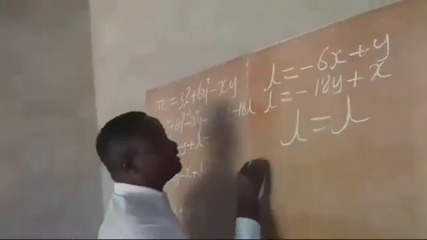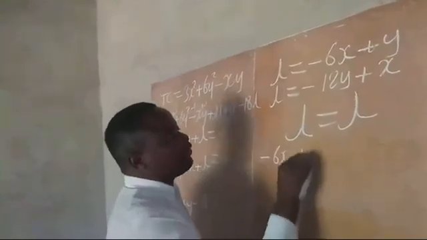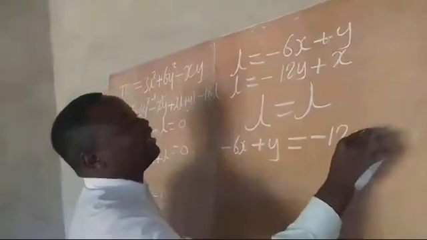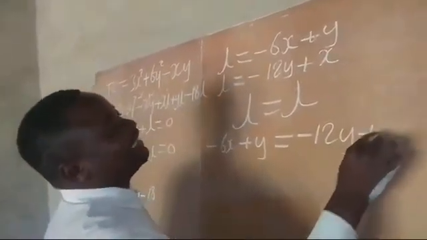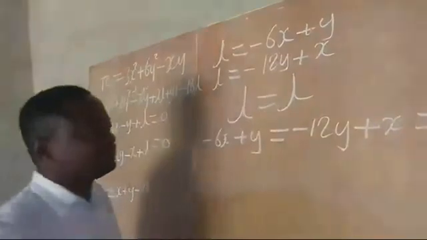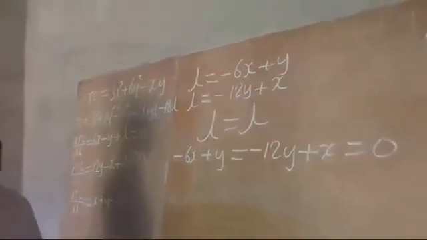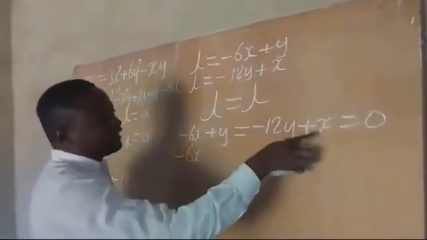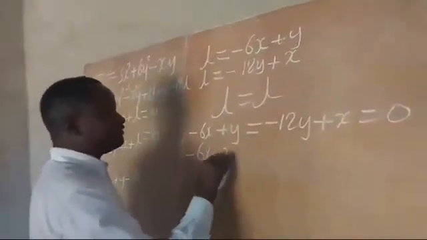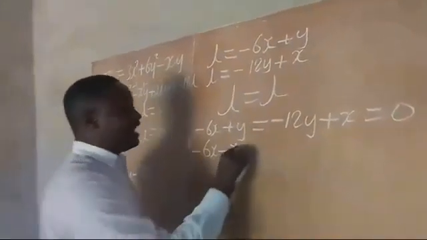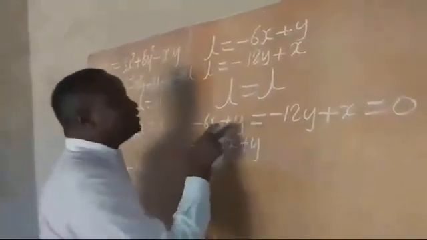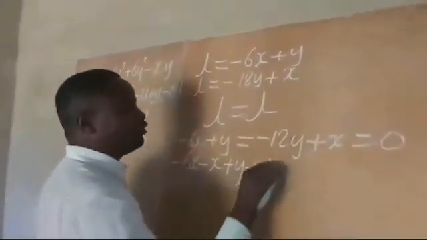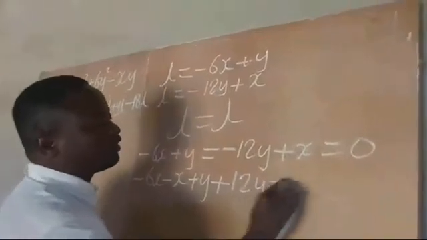So I'll take the first one, which is negative 6x plus y, is equal to negative 12y plus x, which will be equal to 0. Okay. So now here we are going to collect the like terms. It will be negative 6x, and this x, when it crosses back, will be negative. Plus y, and this negative 12y, when it crosses the equal sign, is going to be positive 12y, which is equal to 0.